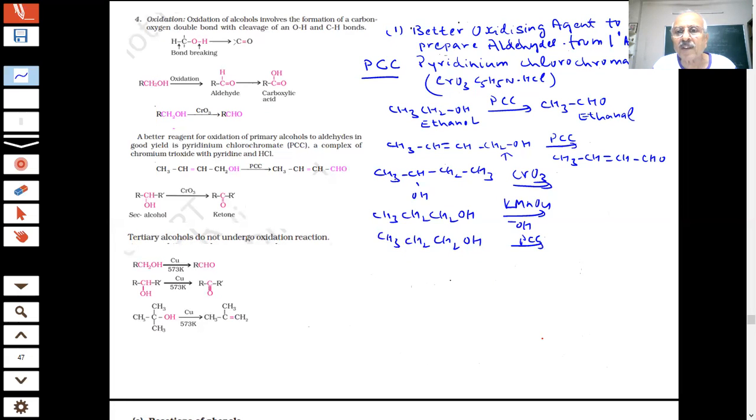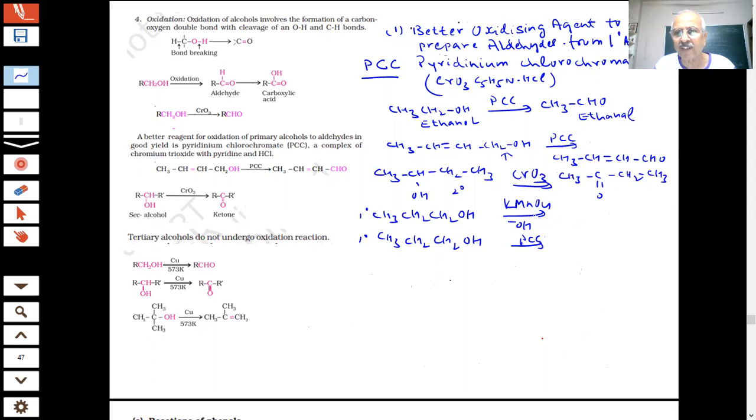What is the answer of the first one? What type of alcohol is this? This alcohol is 2 degree, secondary alcohol. So this is 1 degree. So this we already know. 2 degree alcohols on oxidation, you can add any reagent, the product will be ketone. The product will be ketone, students. Remember this in the exam. No problem. You can add any oxidizing agent.